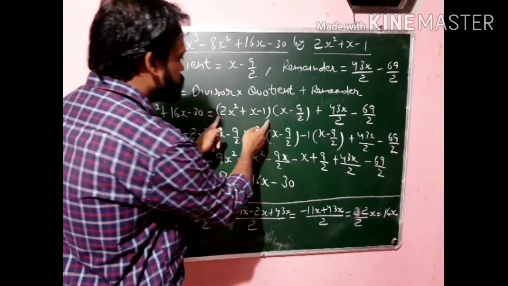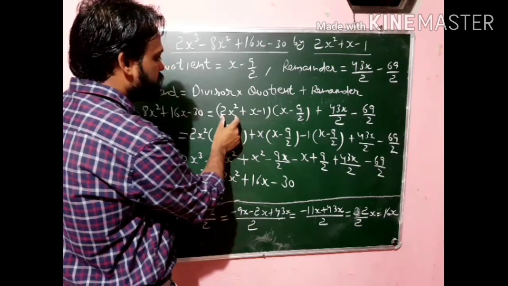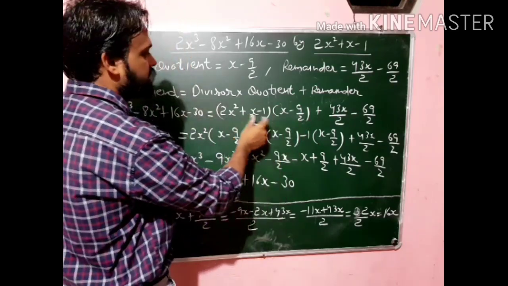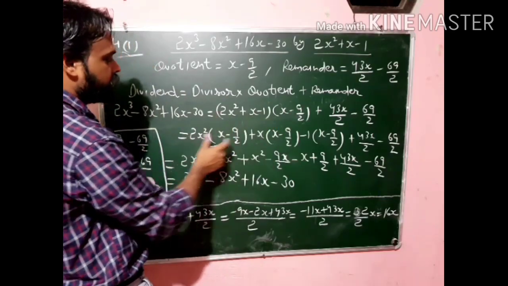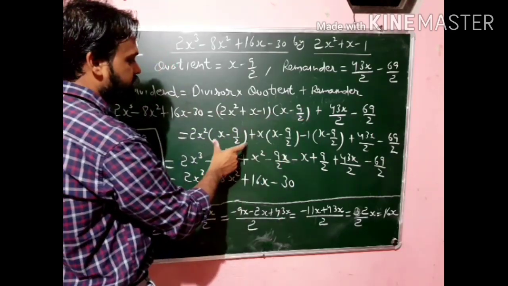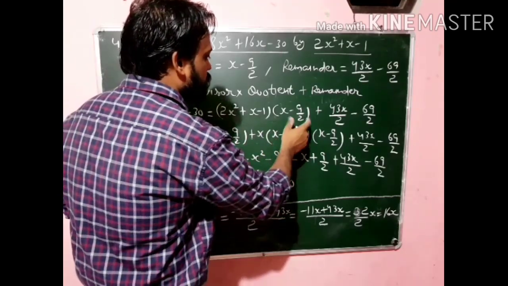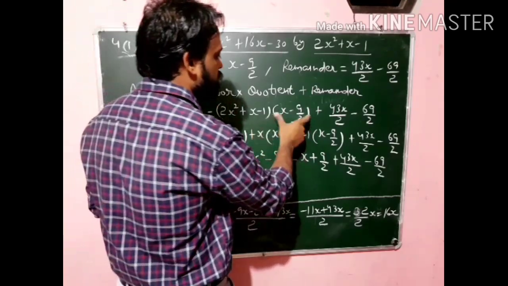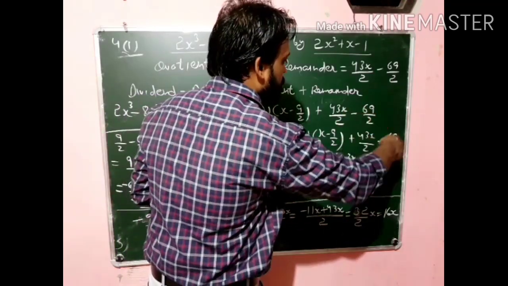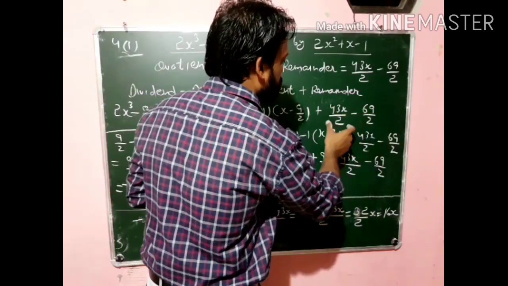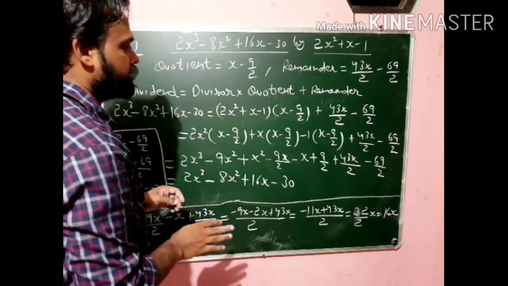Now see, this term is multiplied with this term. So we have to multiply 2x square with the bracket separately, then x with the bracket, then minus 1 with the bracket. Write down 2x square multiplied with x minus 9 by 2, plus x into x minus 9 by 2, and minus 1 into x minus 9 by 2, and the other terms, 43x over 2 minus 69 by 2, remain as it is.